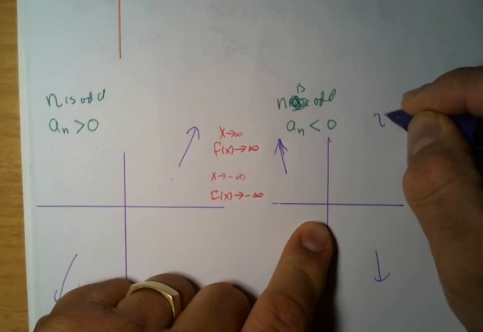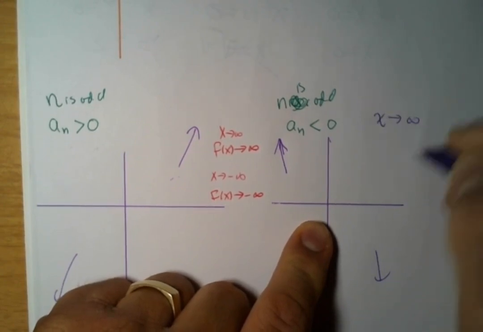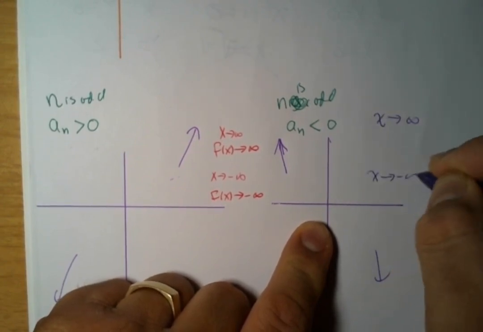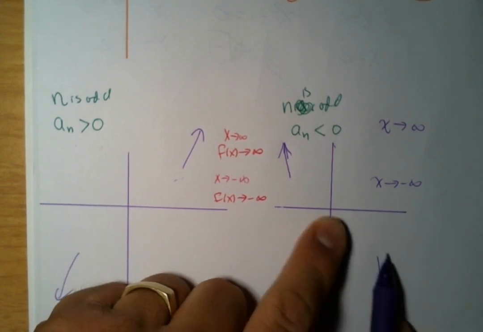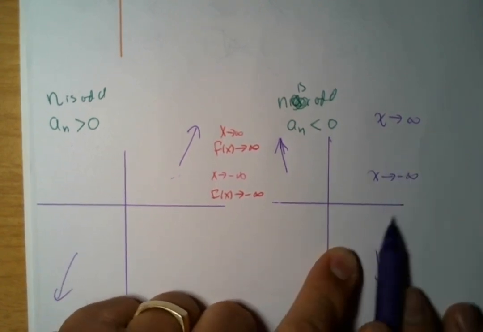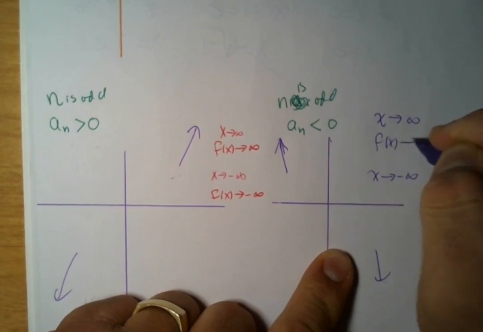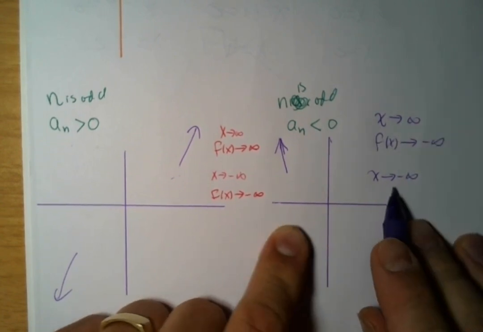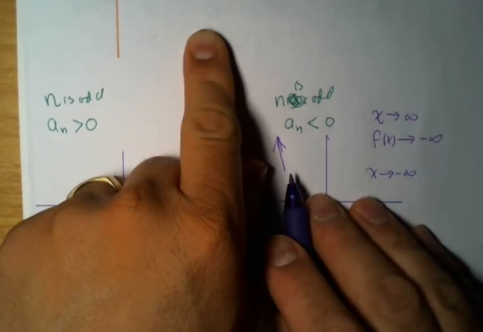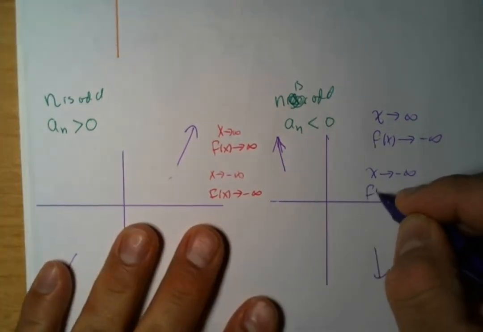Here, as x goes to infinity, look at this one first, the values go towards negative infinity. And as x goes to negative infinity, the values go up towards positive infinity.